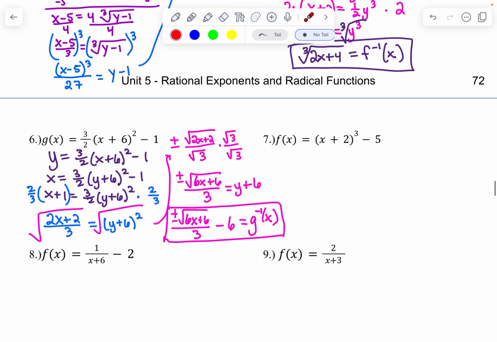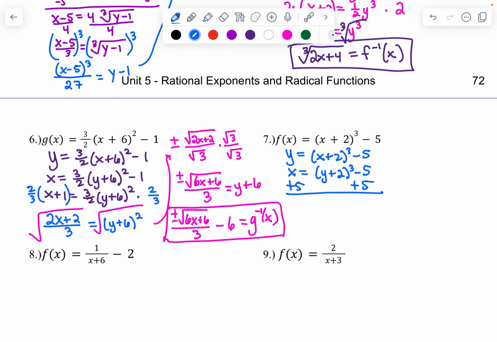All right, number 7, another cubic polynomial here. So I'll replace that f of x with y. I will swap my x and my y. And then we'll resolve for y. So we'll add the 5. So we have x plus 5 equals (y plus 2) quantity cubed.